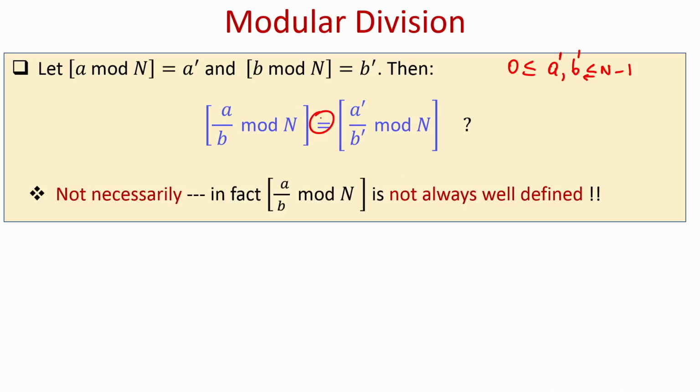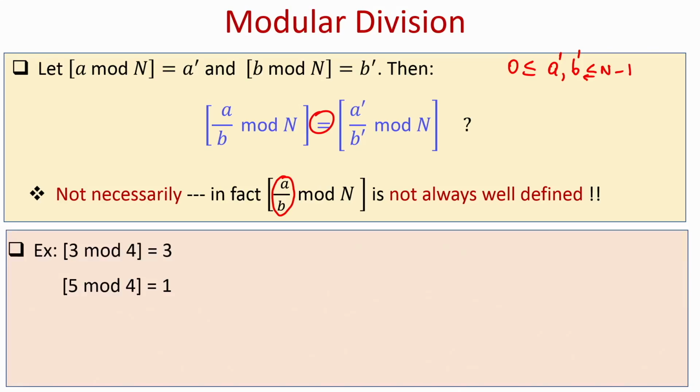Well, the answer is no, because in the first place the value a over b modulo n may not be well defined, because a over b might be a fraction, maybe a real number. For instance, if a is less than b, or even if a is greater than b, a over b may not be an integer value. So, how exactly do you define a over b modulo n? So, let us see an example here to make my point more clear. Imagine my a is 3, b is 5, n is 4.